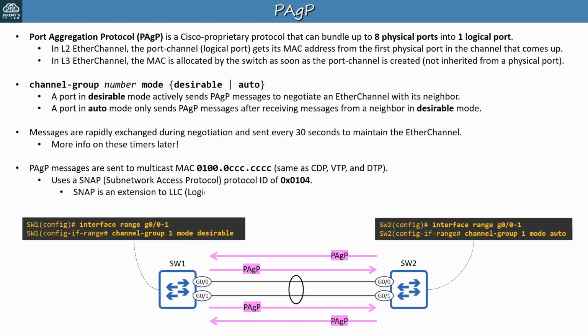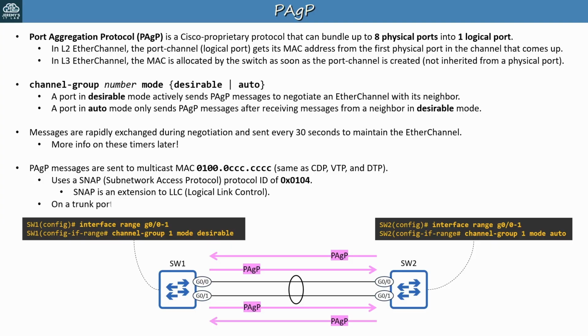SNAP is an extension to LLC, Logical Link Control. LLC helps identify which Layer 3 protocol is being carried in the Ethernet frame. SNAP extends LLC by including a protocol ID, so less common protocols like PAgP can still be recognized and processed correctly. LLC and SNAP won't show up on the ENCOR exam, so I won't go into detail, but for anyone looking to be a network engineer, they're worth spending some time learning about.